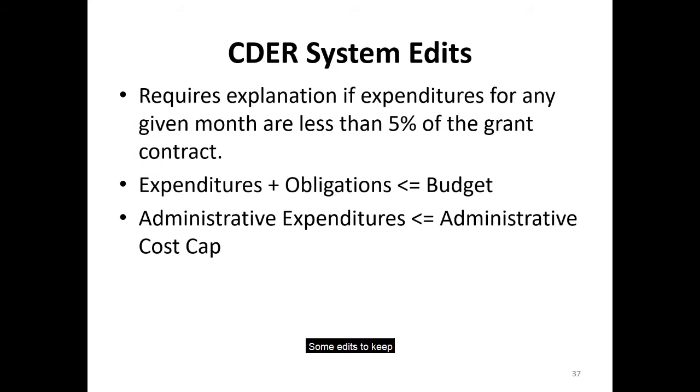Some edits to keep in mind on the expenditure reporting side of the system. The system will require an explanation if your monthly expenditures are less than 5% of the total contract amount. And there's a drop down of different potential explanations, or you can customize the explanation.